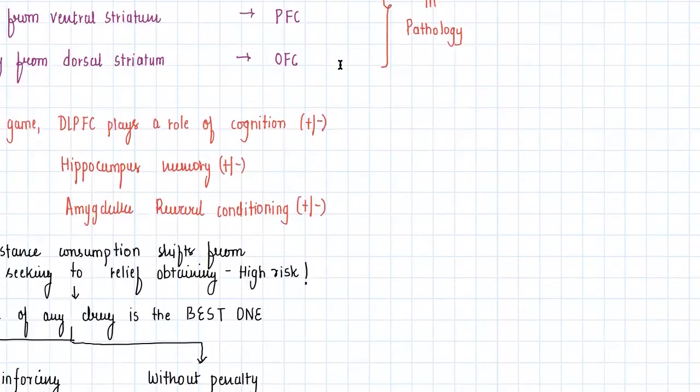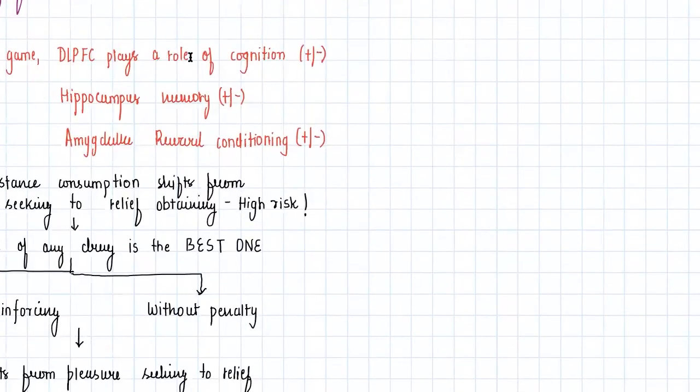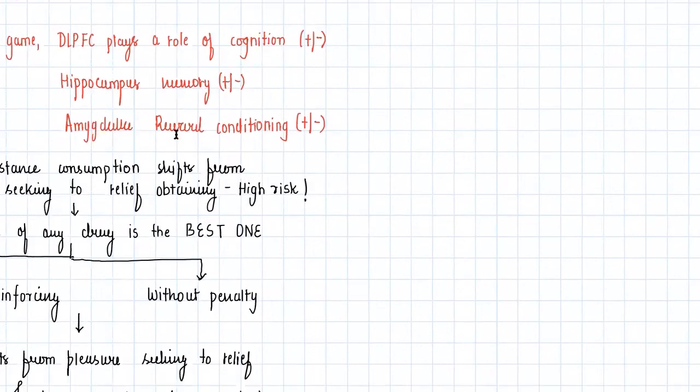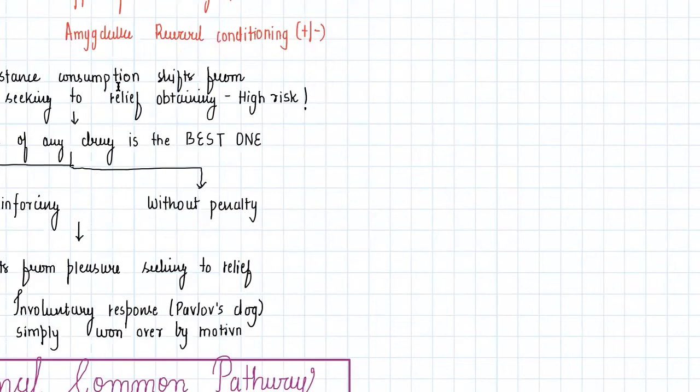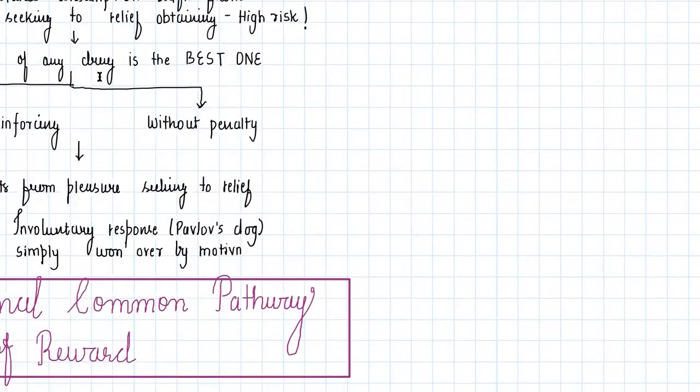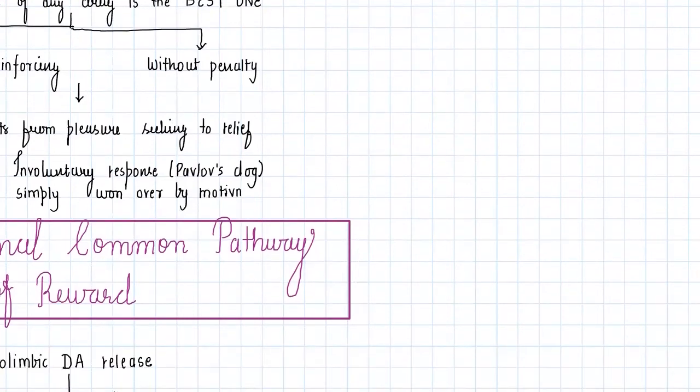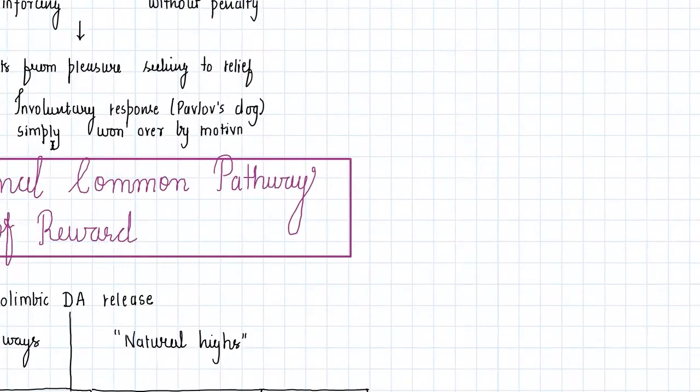In this entire game, dorsolateral prefrontal cortex plays the role of cognition, hippocampus plays the role of memory, and amygdala plays the role of reward conditioning. So when substance consumption shifts from pleasure seeking to relief obtaining, there is a high risk. Remember these two words, pleasure seeking to relief obtaining. This is when there is a high risk. The first dose of any drug is the best one. It is the most reinforcing and it is without any penalty. Once it shifts from pleasure seeking to relief obtaining, involuntary response cannot be simply won over by motivation.